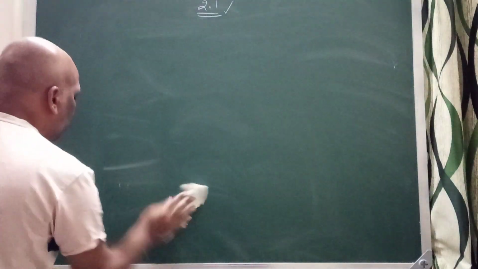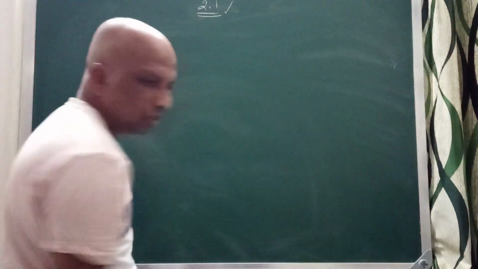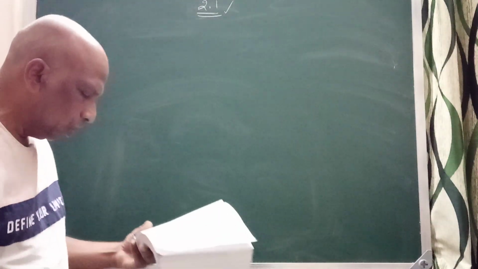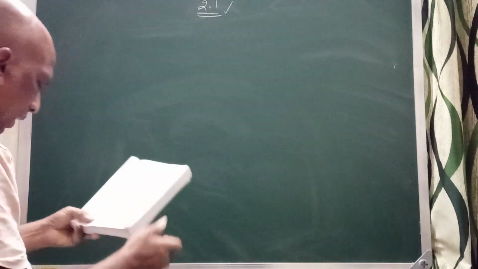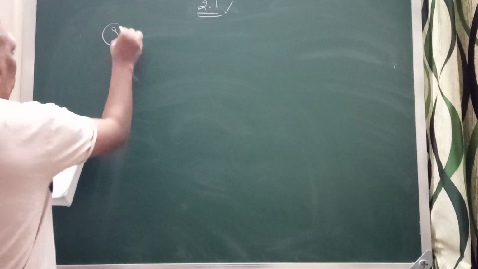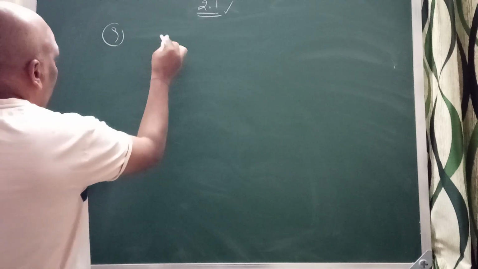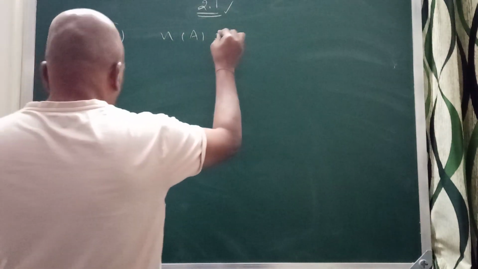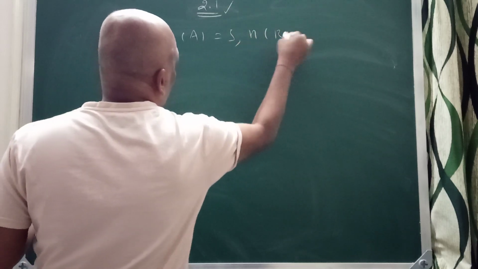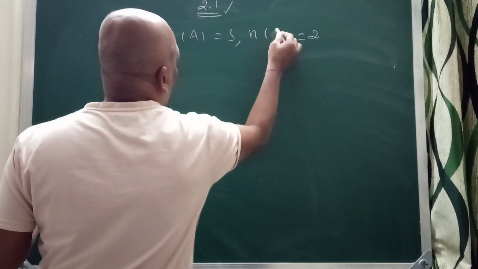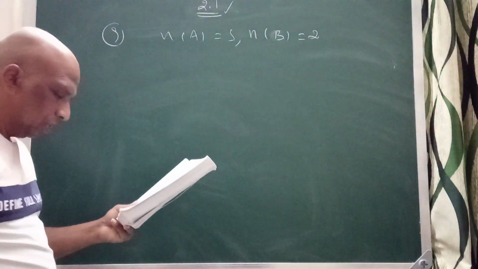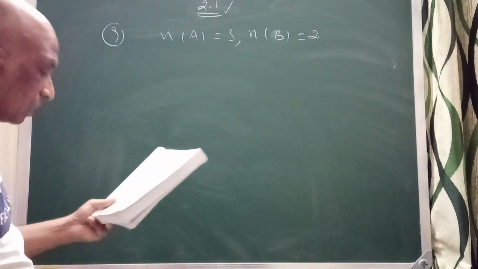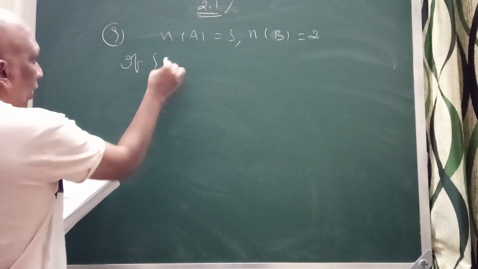Let A and B be two sets. The ninth problem: let A and B be two sets such that n(A) is equal to 3 and n(B) is equal to 2.